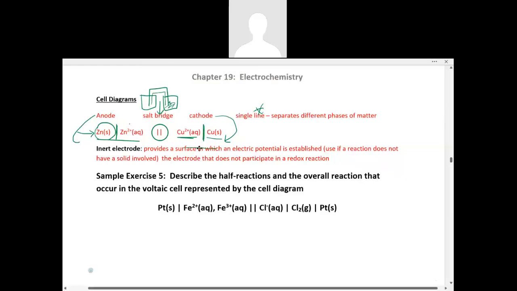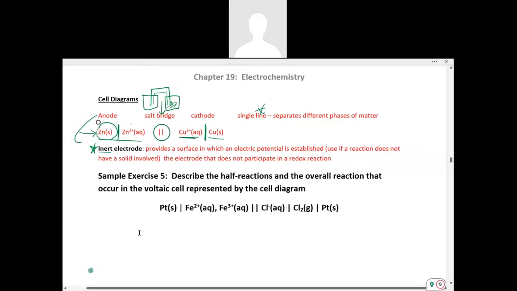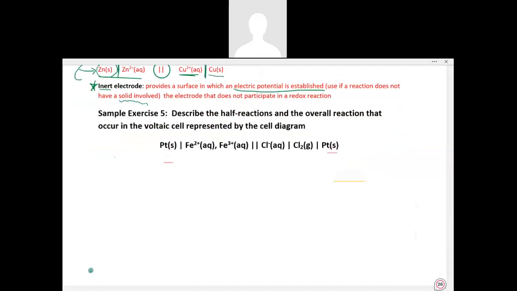Sometimes there are electrodes that can be used that are referred to as inert electrodes. This implies that the electrode itself is not part of the reaction. So it's just establishing an electrical potential if we do not have a solid involved. So we'll see that in sample exercise 5 here, our species that is being oxidized, the iron, is aqueous. So we're going to see that we need a solid site. In this case, the inert electrode here is a platinum electrode. And we also see that on the cathode side here as well.